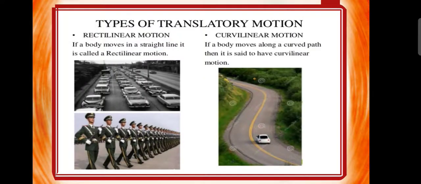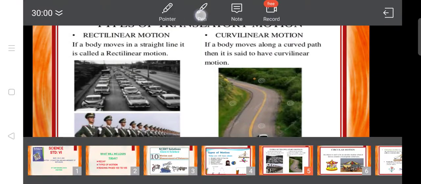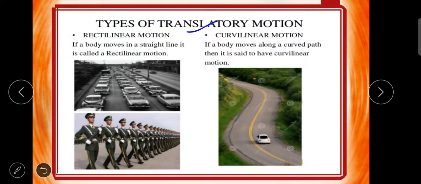First is rectilinear motion. Children, rectilinear motion is actually a type of translatory motion. Translatory motion is the motion from one place to another, in which there are two types, rectilinear motion and curvilinear motion. But for class 6, you should understand only rectilinear motion. In this motion, a body moves in a straight line. You can see a car is moving on a straight road.